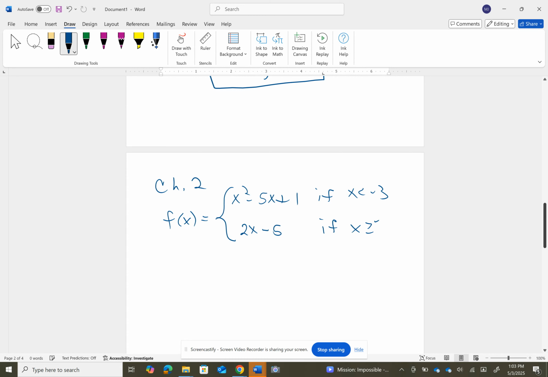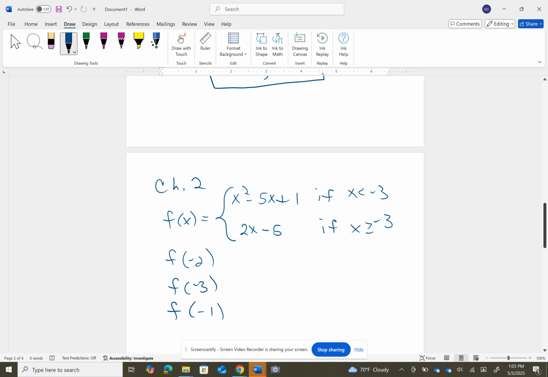For one of them, we use it when x is less than -3. For the other, we use it when x is bigger than or equal to -3. And then it says just evaluate the piecewise function. So you're being asked to do something like find f of -2, or find f of -3, or how about f of -1? You get one answer to each of those.